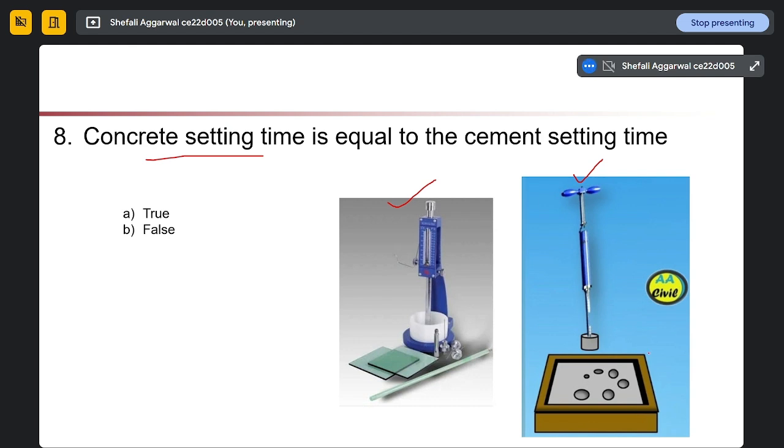So the next question is, what is the primary function of gypsum in cement manufacturing? It acts as a binding agent, it increases the strength of the concrete, it controls the setting time of cement, or it controls the rate of hardening of cement.